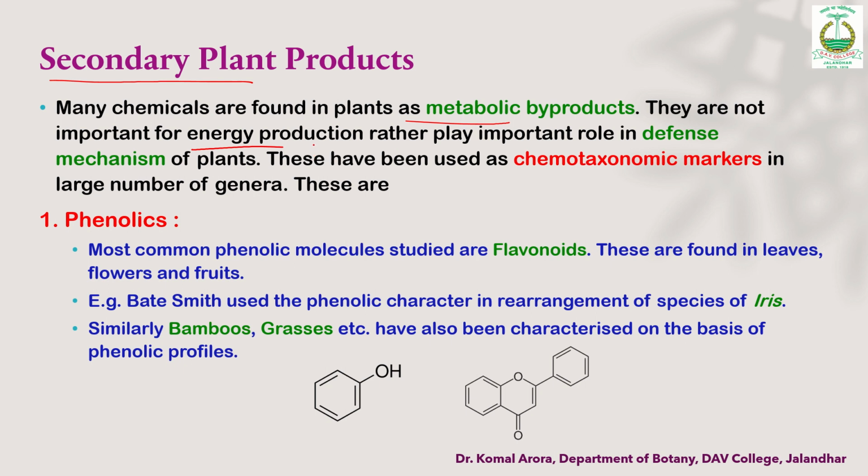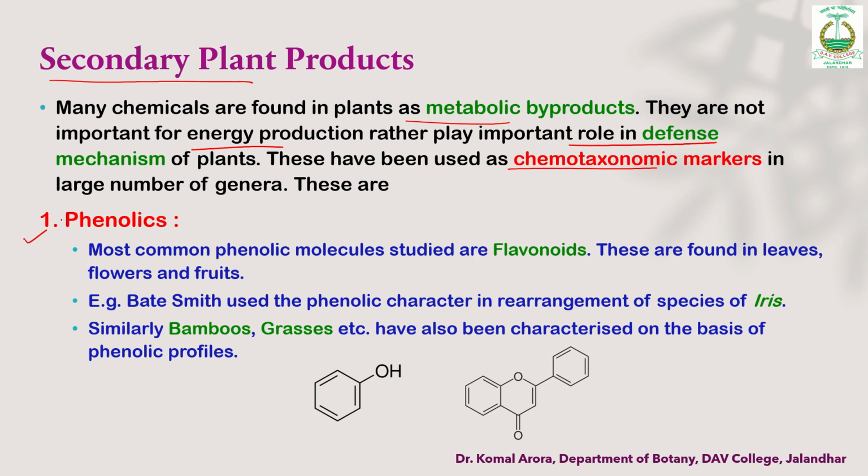Those who are directly involved in energy production are called primary metabolites, like carbohydrates, fats, proteins, etc. But these compounds are not related to energy synthesis, and mainly they are an important part of the defense mechanism of the plants. So that's why they are called secondary plant products or metabolites. They can also be used as chemotaxonomic markers in classification.